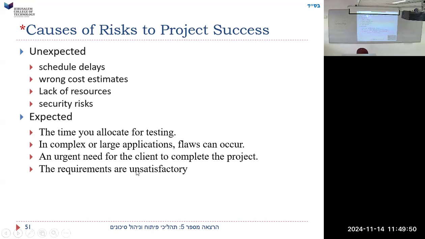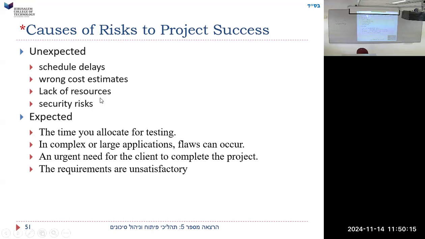The requirements are unsatisfactory. We know that it's likely that the requirements are gonna be wrong, so these are expected risks. We know that our requirements may be not good. What are unexpected ones? Schedule delays, some kind of delay, maybe there's a war all of a sudden in the middle. Wrong cost estimates, we estimated the cost, but we made a mistake, we didn't think we made a mistake, we tried to do it right.